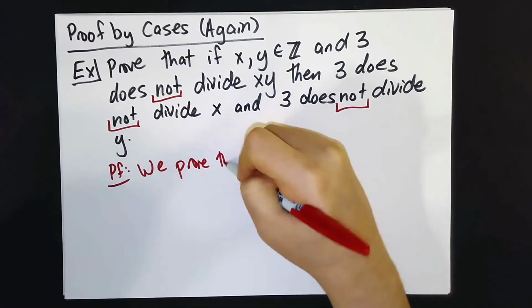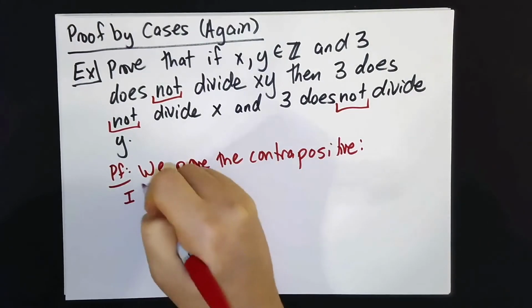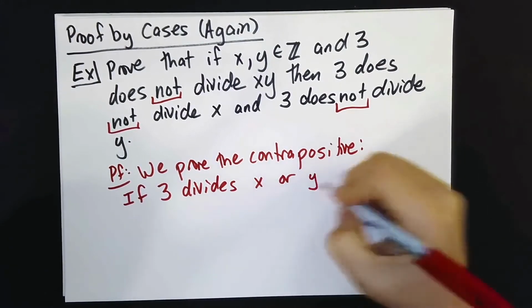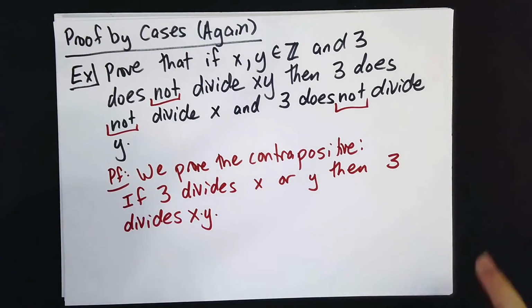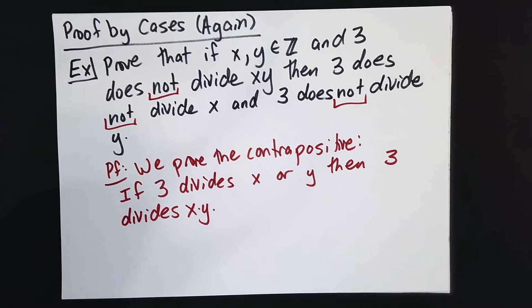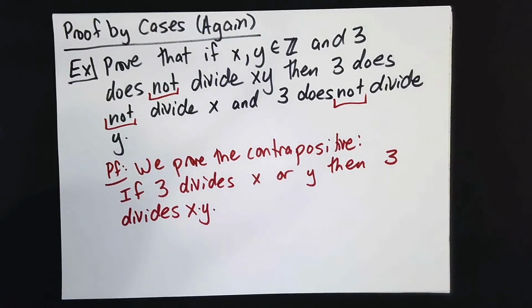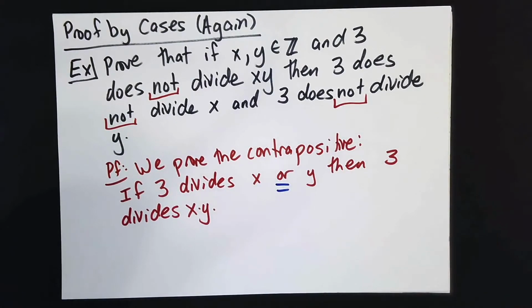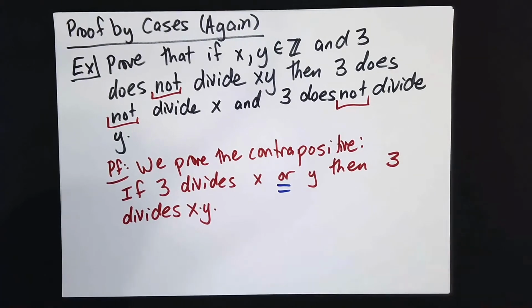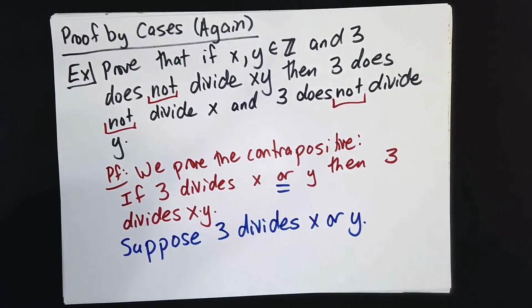So, as a proof here, we're going to prove the contrapositive, which says, if 3 divides x or y, then 3 divides x times y. And so, while you might not have been inclined to think cases from the original version of the question, now that we've written down the contrapositive, we have this or in my hypothesis, which makes me think that I'm supposed to use cases.